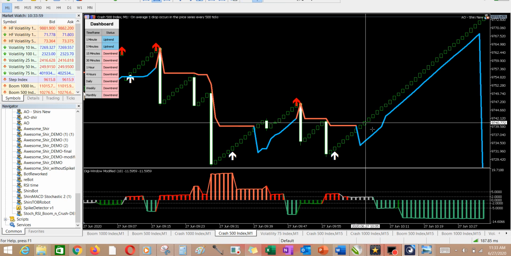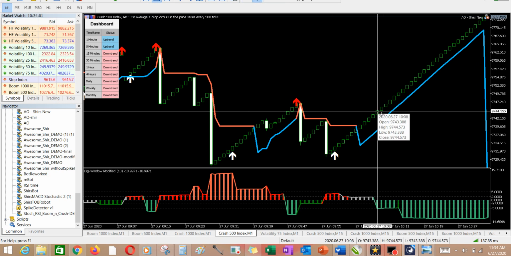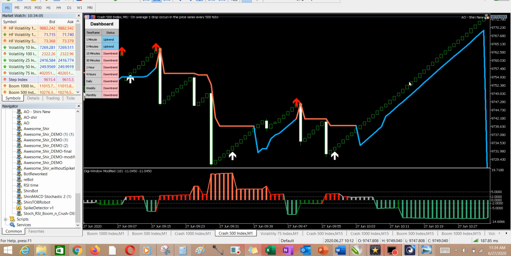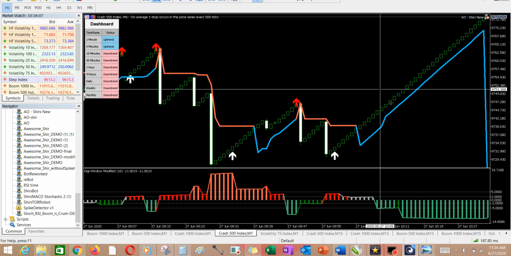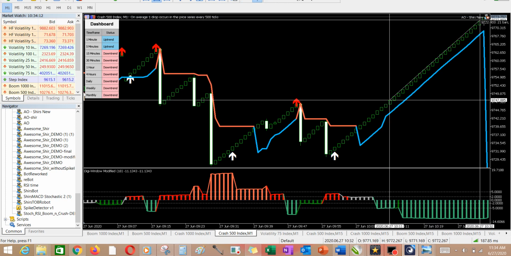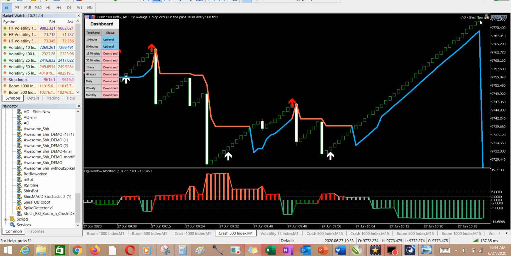Let's say you decide to come in where the light green started from. You can wait for it to break that resistance level before you go in. Okay, check it out. This is amazing. That is a 21-minute candle. This is amazing, and it is Crash 500. That is amazing.